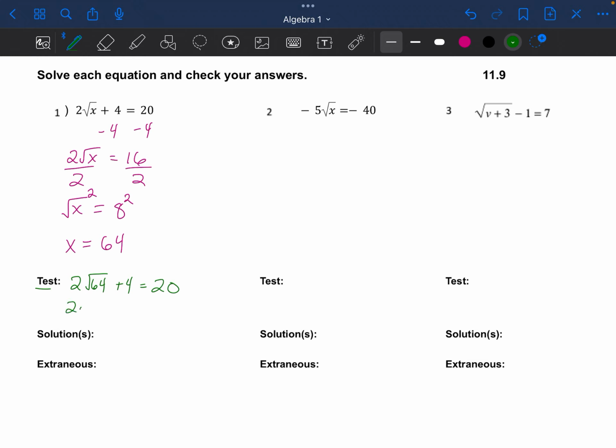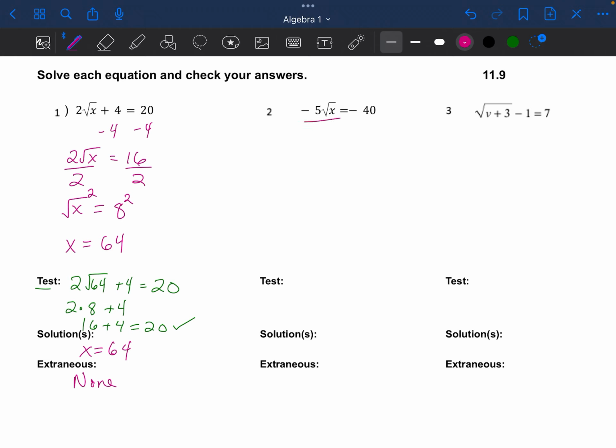Square root of 64 is 8. 2 times 8 plus 4. 2 times 8 is 16. Well, 16 plus 4 does in fact equal 20, so we did it. That means x equals 64 is our solution, and there's no extraneous, so we'll just say none.